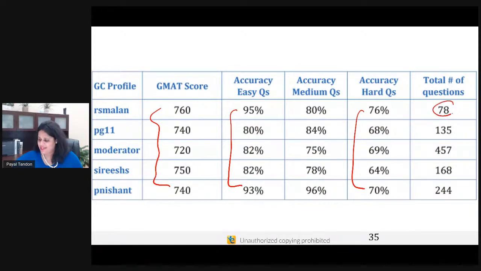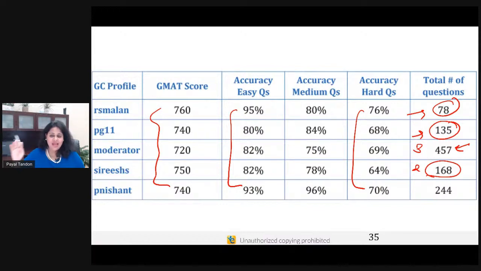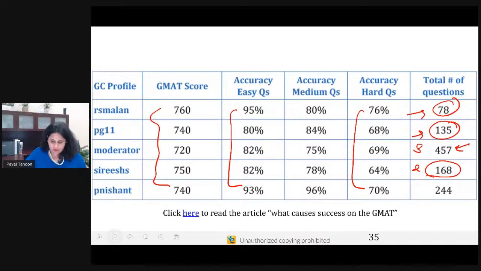But look at the number of questions that they have solved. This is for SC: 78 questions, 135 questions. Now, this student definitely solved more than 400 questions, but this was across 3 GMAT attempts. Again, 168 questions, this was across 2 GMAT attempts. So the key thing over here is that you don't need to solve thousands and thousands of questions.